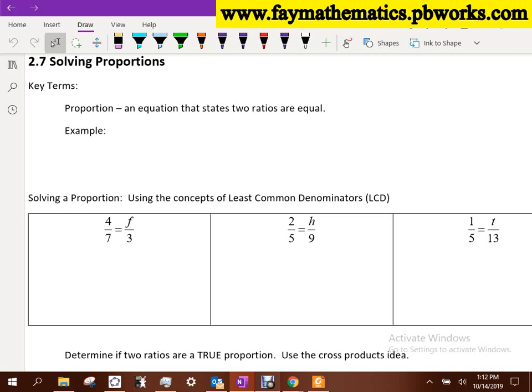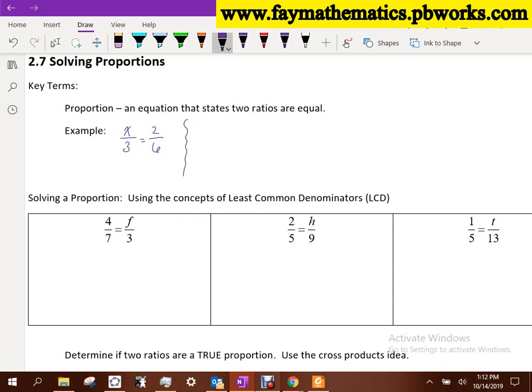So examples of proportion. We could have something like x over 3 equals 2 over 6. That would be a proportion. You have one fraction equal to one fraction, a ratio equal to a ratio, right?